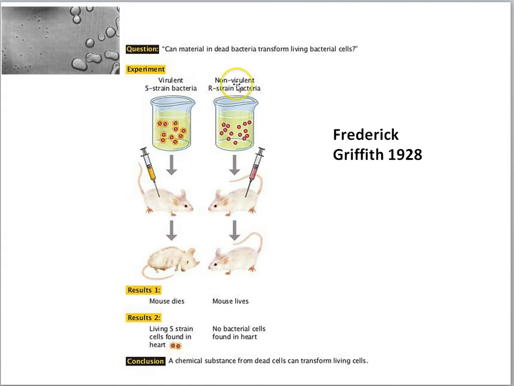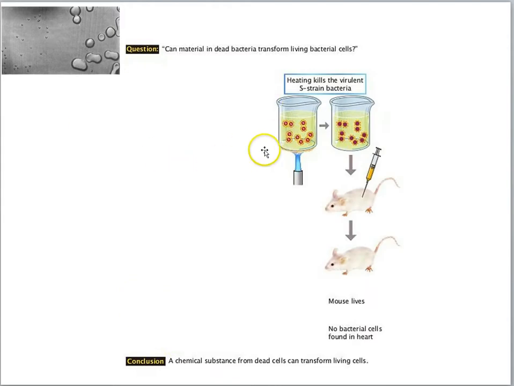By contrast, there was another related strain of bacteria. The R strain bacteria was non-virulent. It was not deadly. It had a rough coat, hence the R strain. So S is the smooth strain and R is the rough coat strain of bacteria. The R strain injected into the mice did not kill the mice, and there were no bacteria cells found in the heart.